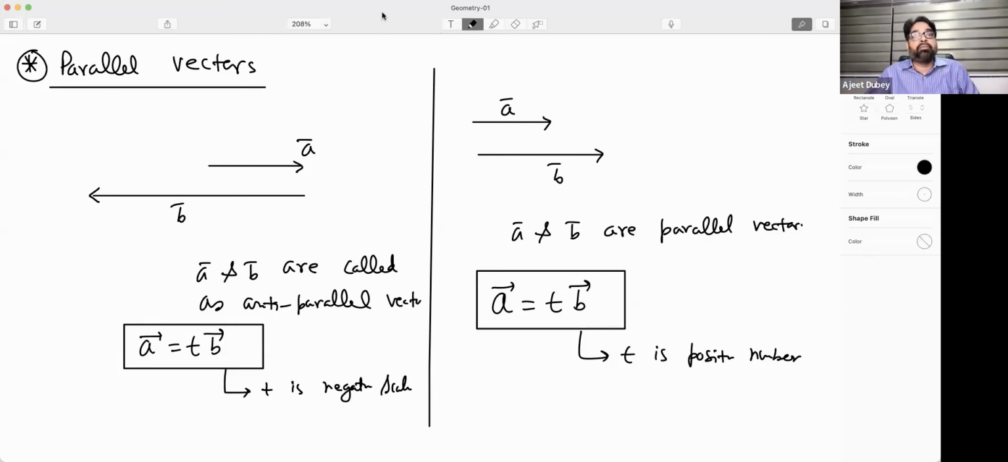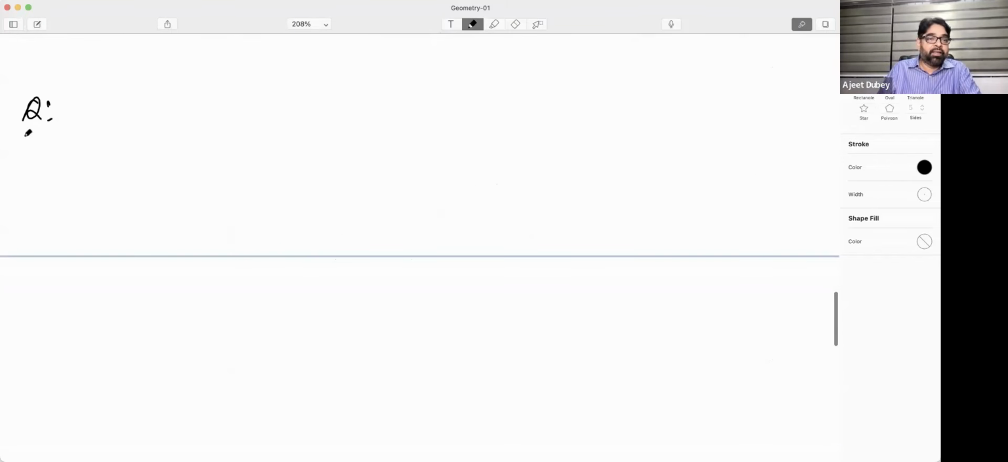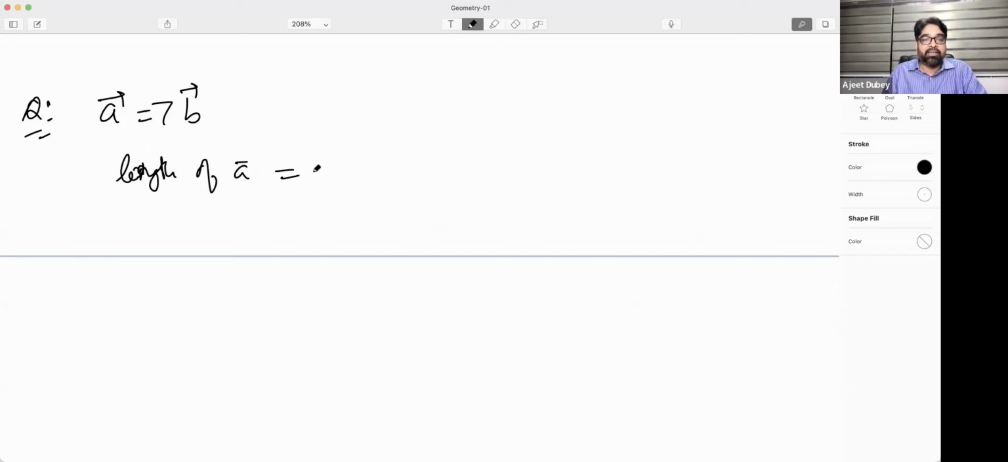Simple, straightforward rule. For example, if I say A vector equals 7B vector, tell me what is the relation between A and B? A is parallel to B. Parallel vector. Yes, A and B are parallel. And one more piece of information: the length of A is 7 times the length of B. That also you can say.